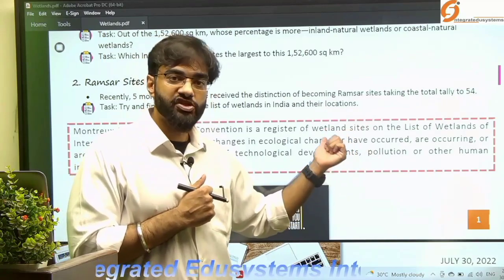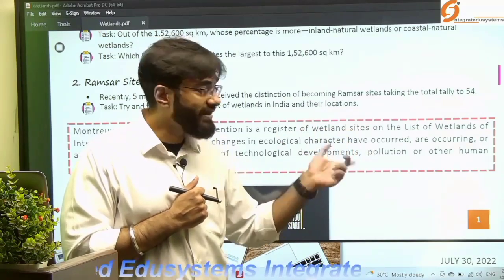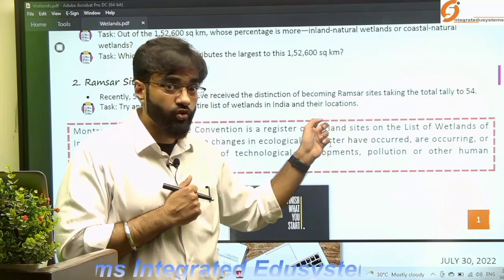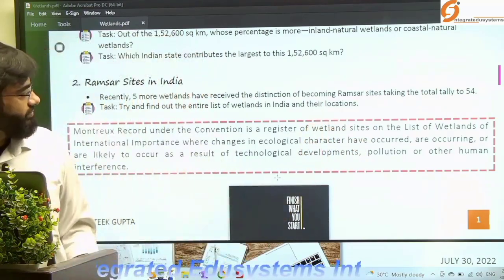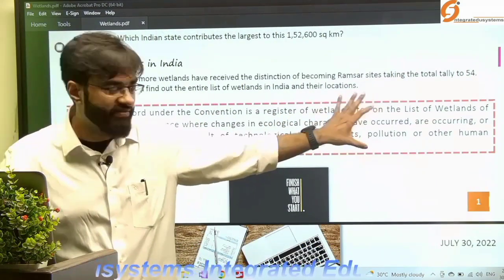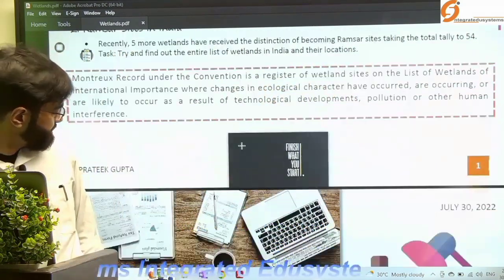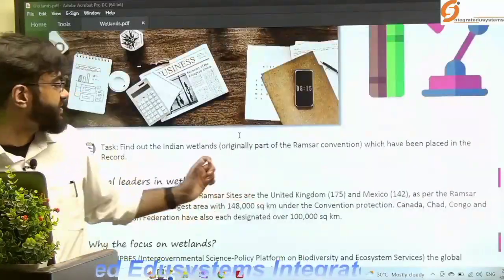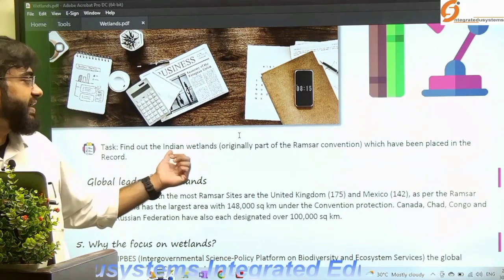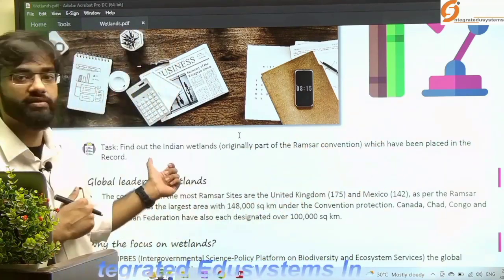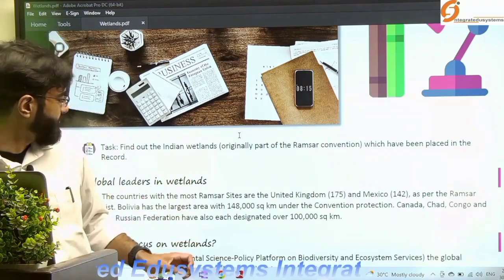the Ramsar Convention also, but they are in the Montreux record also. So you have to find those 2 wetlands. If you want to know the definition also, the exact definition I have given you here. Again, the task which I have already told you: find out the Indian wetlands originally part of the Ramsar Convention which have been placed in the Montreux record.